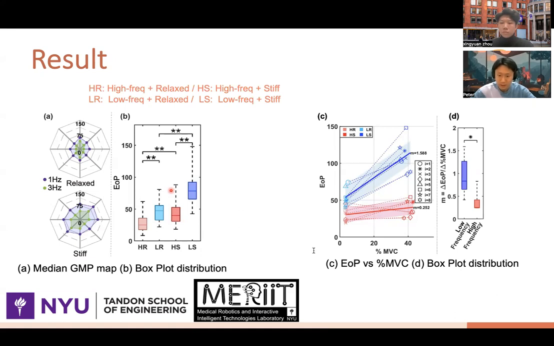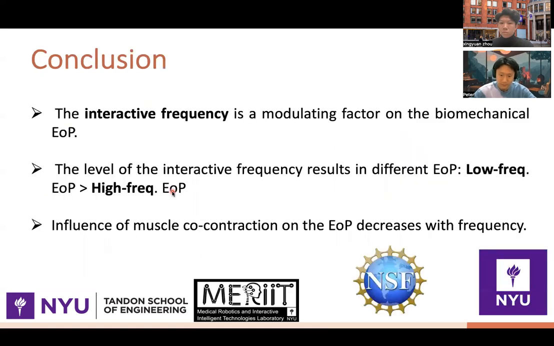Figure C shows the EOP versus percent MVC plot for one participant. A trend line for the low-frequency values and the high-frequency values is created. The slopes of the trend lines for all participants are shown in Figure D. This shows that as the interactive frequency increases, the slope decreases, thus showing that the influence of a higher muscle contraction is minimized as the interactive frequency increases.